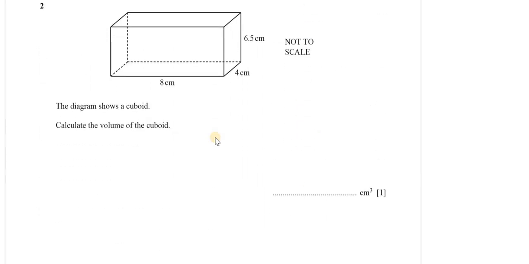Now you can see the next question here. You can see a cuboid. And the question here is to calculate the volume of the cuboid. So a cuboid is a prism. So for any prism, you can use this formula: cross-sectional area into the length, you will be getting the volume of any prism.